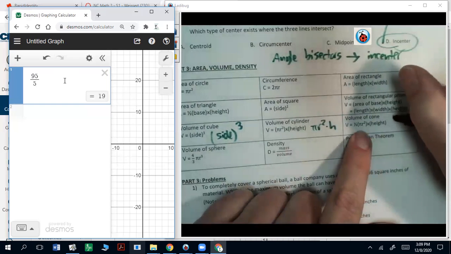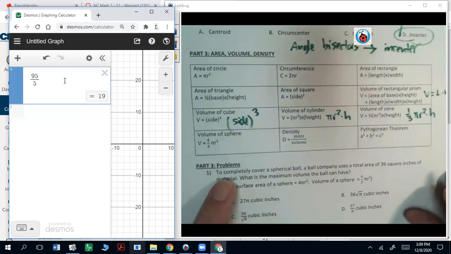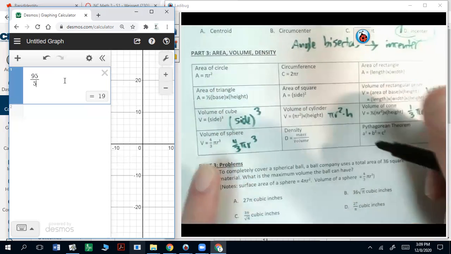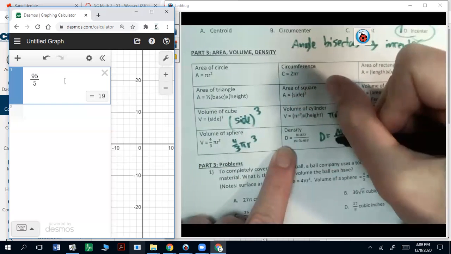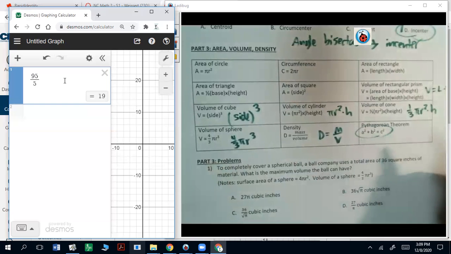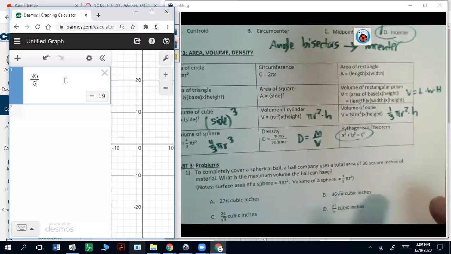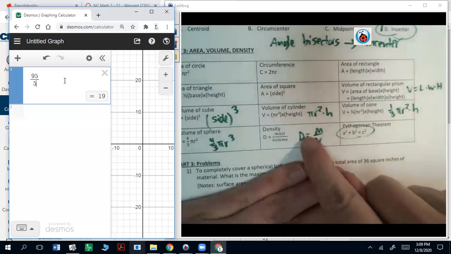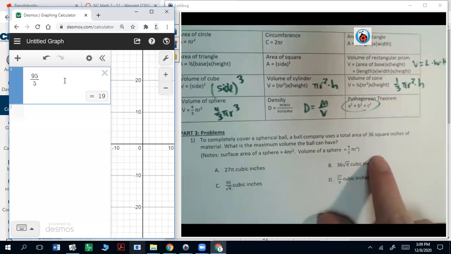Volume of a cone is 1/3 pi r squared times height. Sphere is 4/3 pi r cubed. And the density is mass over volume. So D equals mass over volume. And then you might have to use the Pythagorean theorem. You never know. So A squared plus B squared equals C squared. So these are just some common formulas that do come up. I would focus on trying to know these. I wouldn't worry so much about the sphere because I doubt you'll see it, because in this problem here, they give you the formulas.